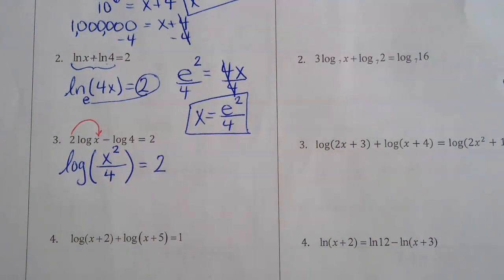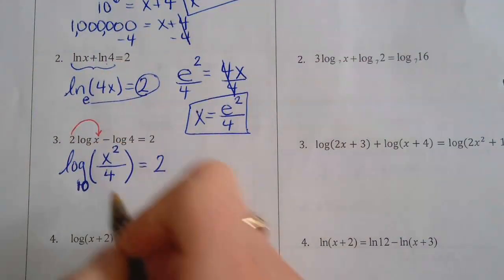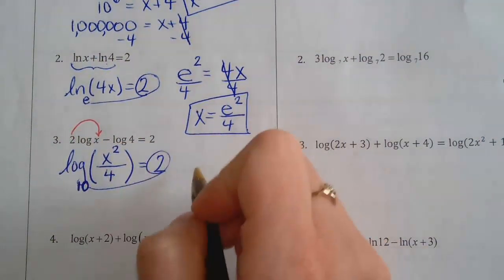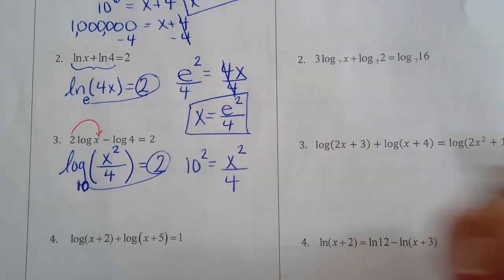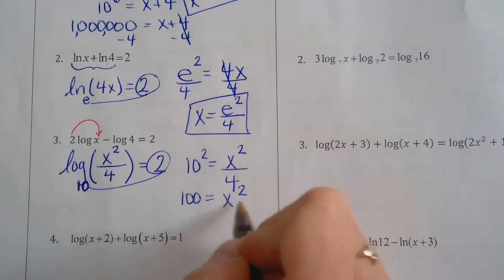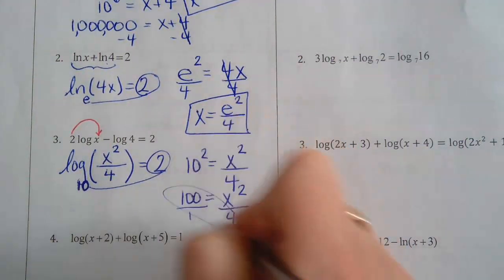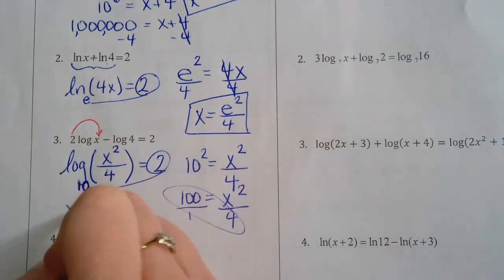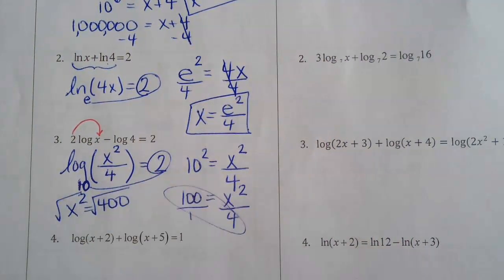Again, we have an invisible base. It's a basic common log. So our 10 is our base. So 10, loop it around. So we have 10 squared is equal to x squared over 4. That's 100 is equal to x squared over 4. I'm going to cross multiply there. So we have x squared is equal to 400, square root, square root.